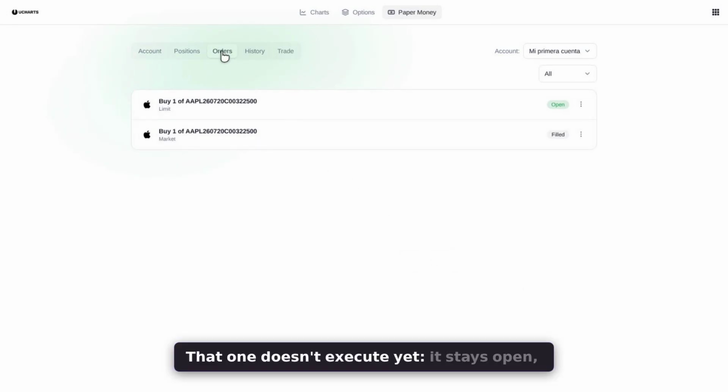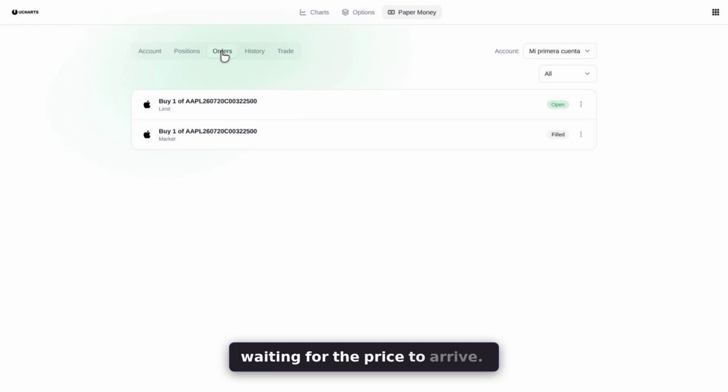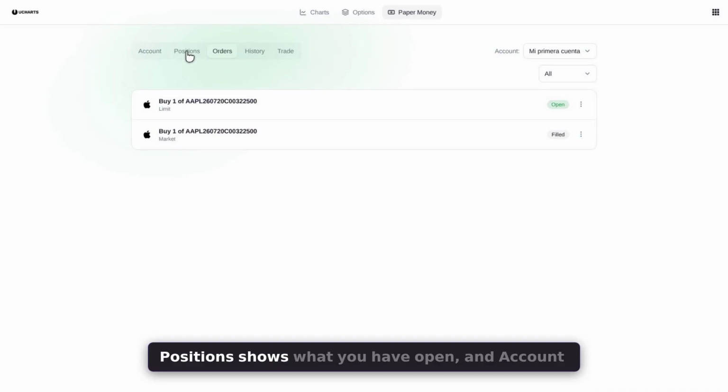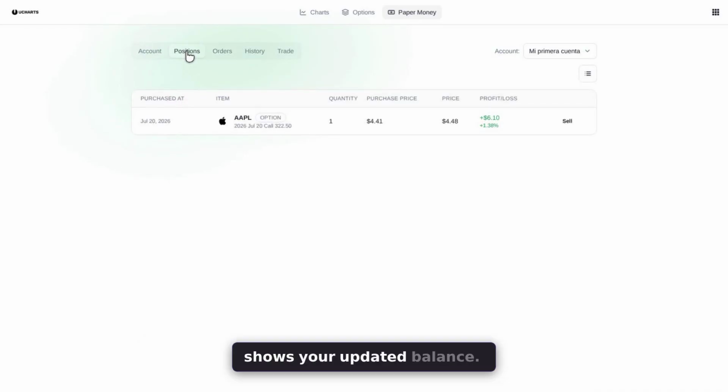That one doesn't execute yet. It stays open, waiting for the price to arrive. Positions shows what you have open, and account shows your updated balance.